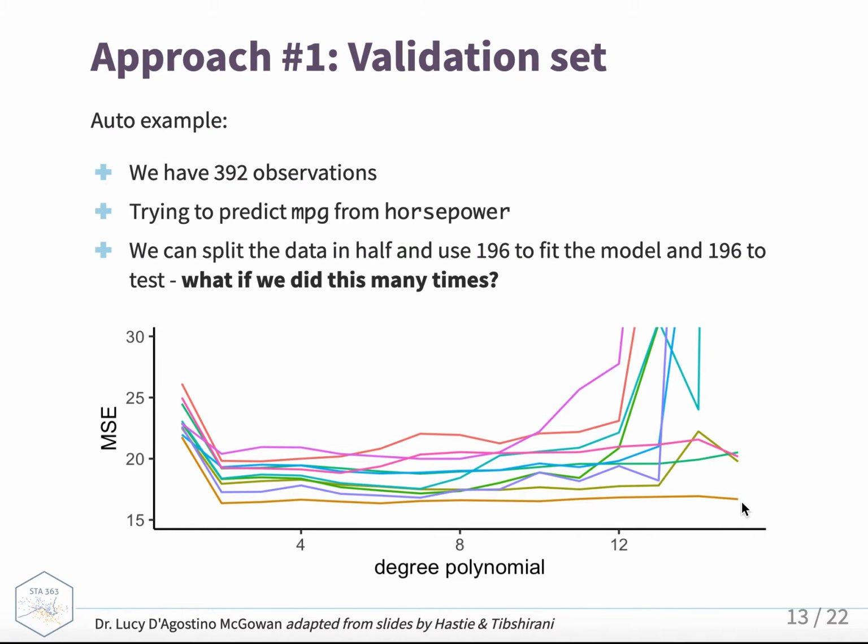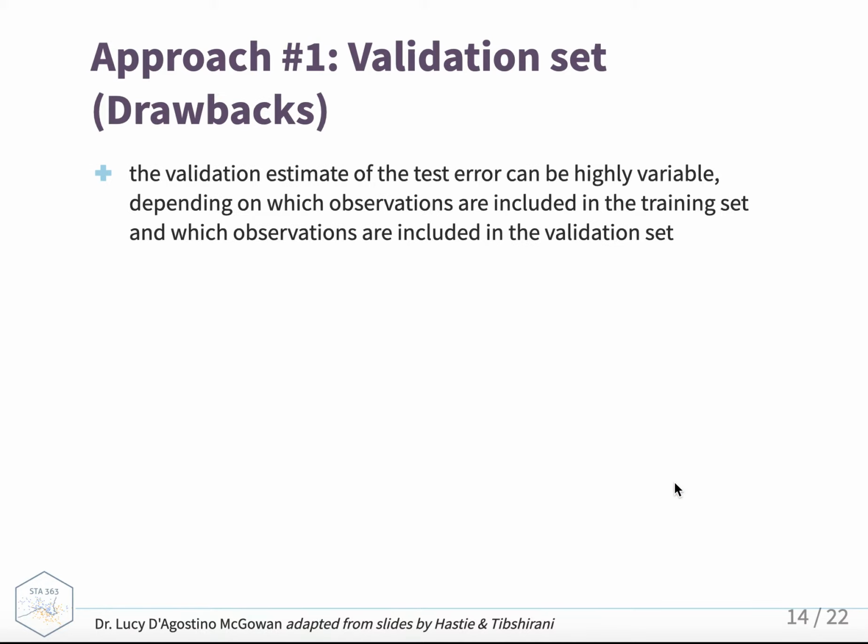And so coming back to my auto example, I still have 392 observations. I'm trying to predict miles per gallon from horsepower, but now I've split the data in half many times, and I end up with a slightly different graph each time. The shape of these graphs looks pretty similar, but there's definitely some noticeable variability in this mean squared error. And so maybe we can do a little bit better than just this first approach with the validation set. What I mean by better is, it'd be nice if the value that we got was a little more consistent, or there was less spread between each of the different runs that we did.